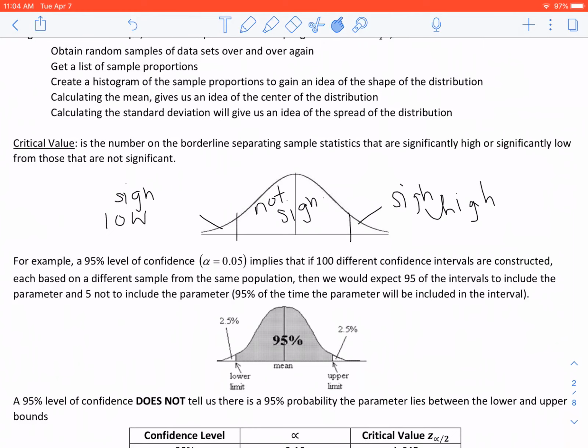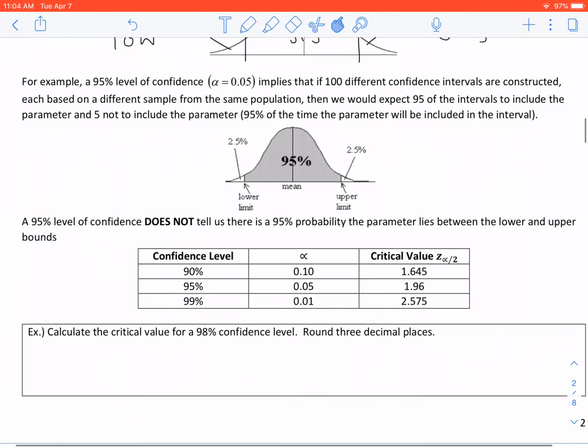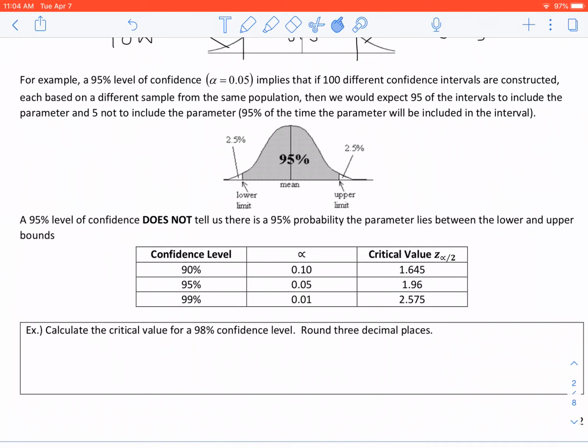For example, a 95% level of confidence, or alpha equals 0.05, implies that if 100 different confidence intervals are constructed, each based on a different sample from the same population, then we would expect 95 of those intervals to include the parameter and 5 to not include the parameter. 95% of the time the parameter will be included in the interval.